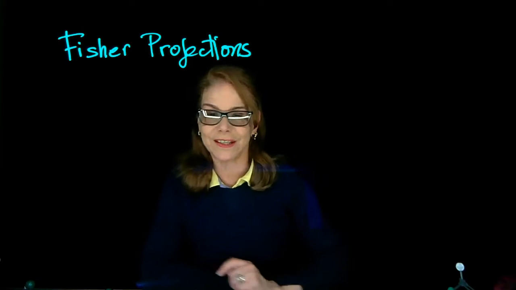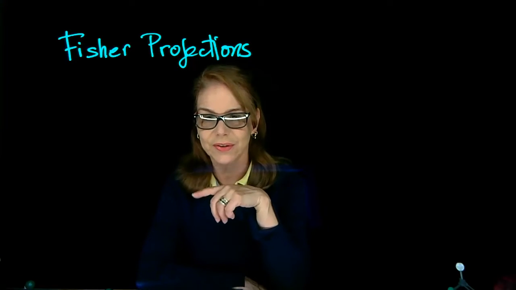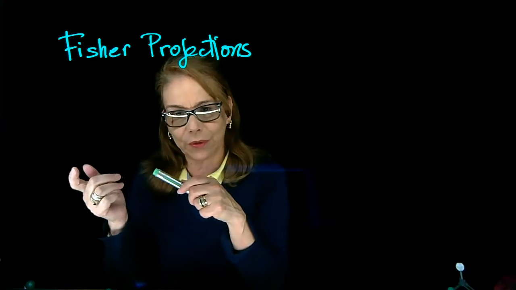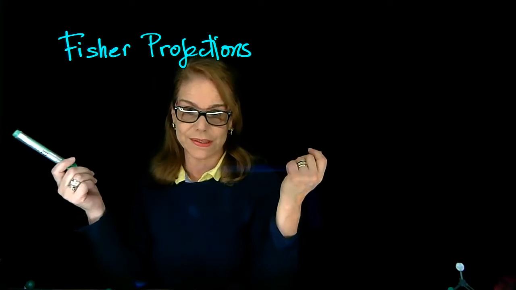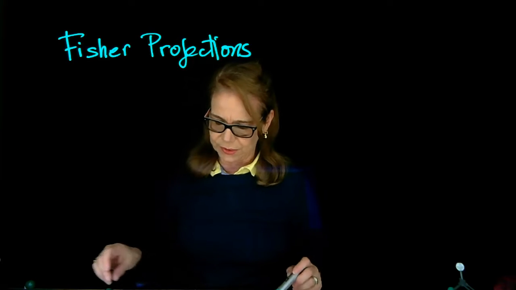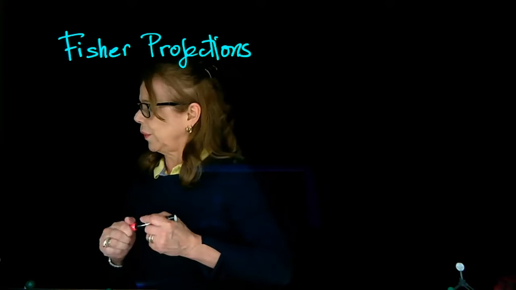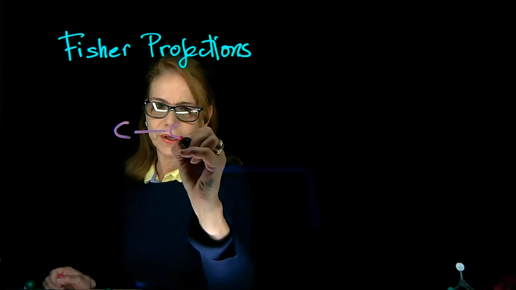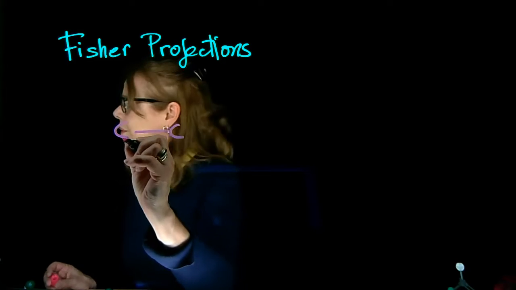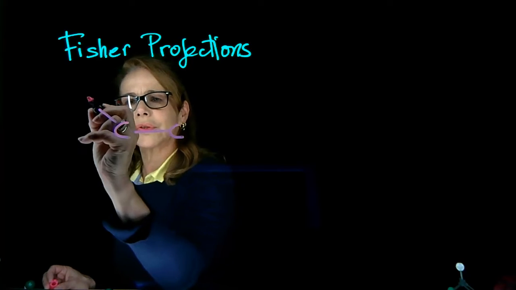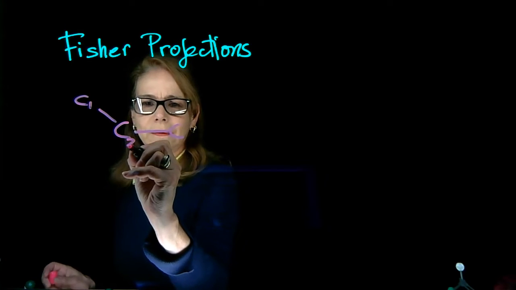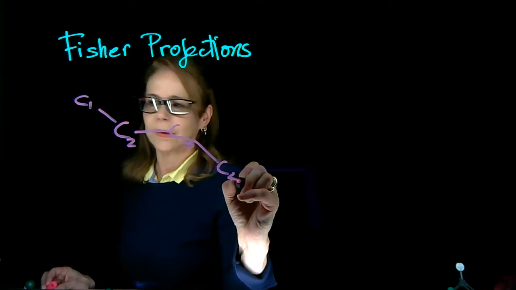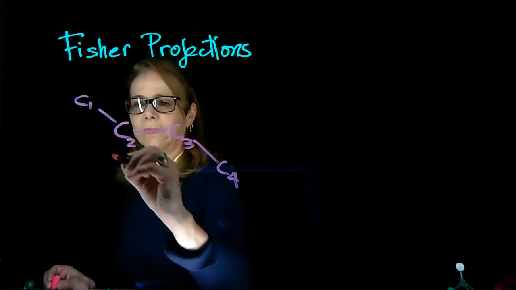We're going to continue talking about Fischer projections and how to manipulate molecules and, for example, go from a wedge and dash representation to the Fischer projections. So let's start drawing one molecule in the wedge and dash form. I'm going to label carbon 1, 2, 3, and I'm going to have carbon 4 here. And then I'm going to have different substituents.